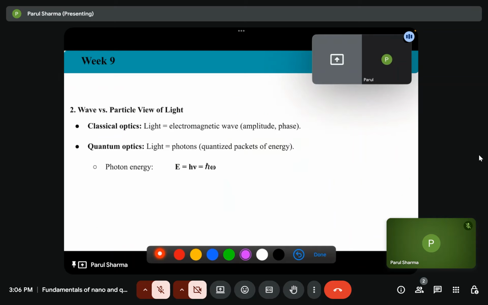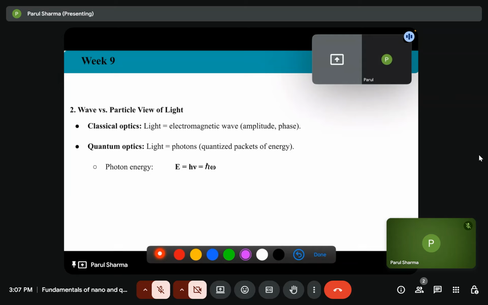So we saw that in classical optics, light is treated as a wave, say like electromagnetic wave, where we will have the amplitude as well as phase.